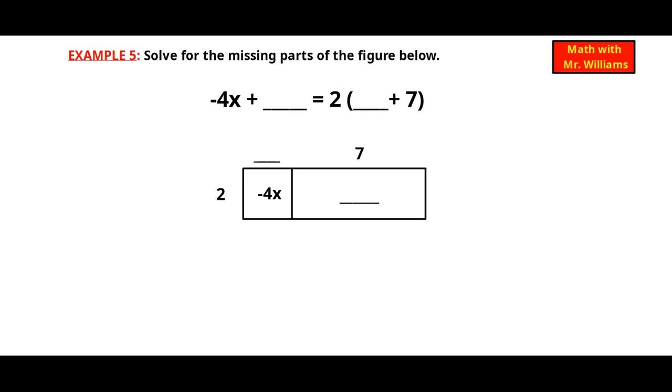Math with Mr. Williams, example 5. Solve for the missing parts of the figure below. So here we have 2 on the outside of the box. We have a negative 4x in the box. We're missing something in the box. But at the top we see a 7 and a missing term.